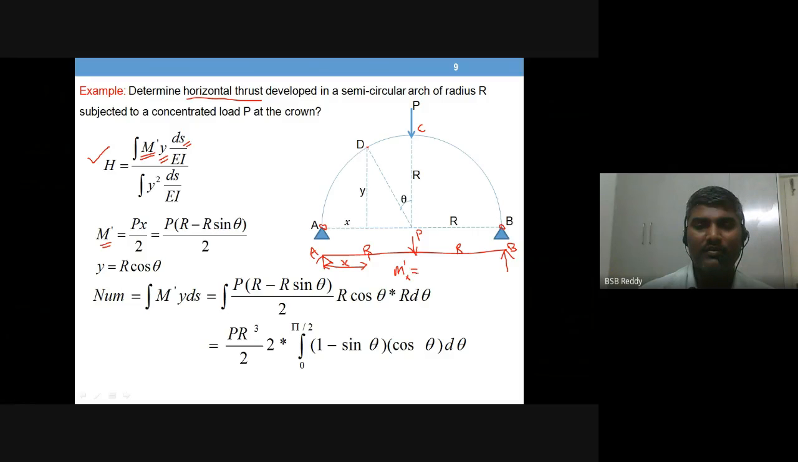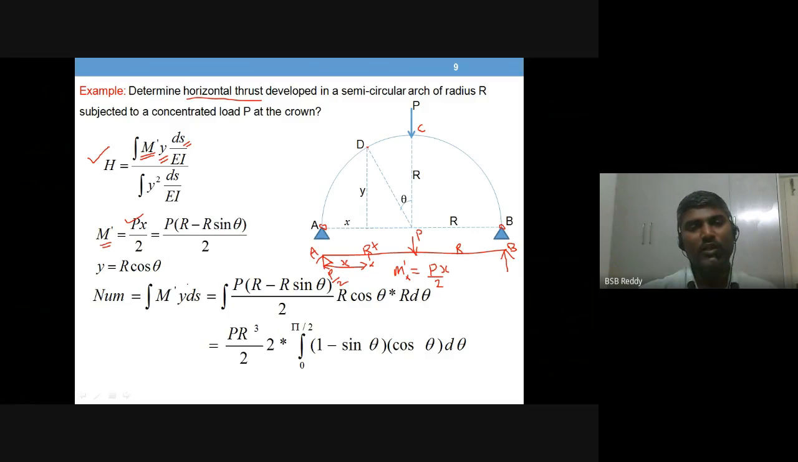It is equal to the sum of all moments to the left. So what do you have to the left of this section? Only the vertical reaction. What is the vertical reaction? It is very simple. As the load is at the center, the reaction is P by 2. So it is P by 2 into x, load into the distance, the moment at this section xx. So the sum of all moments to the left is P by 2 into x. That is what is written here.